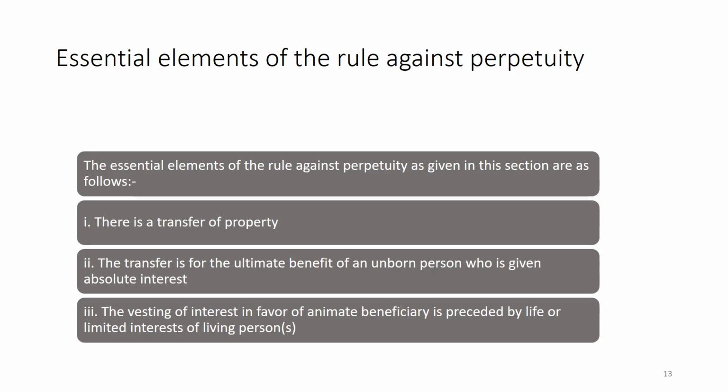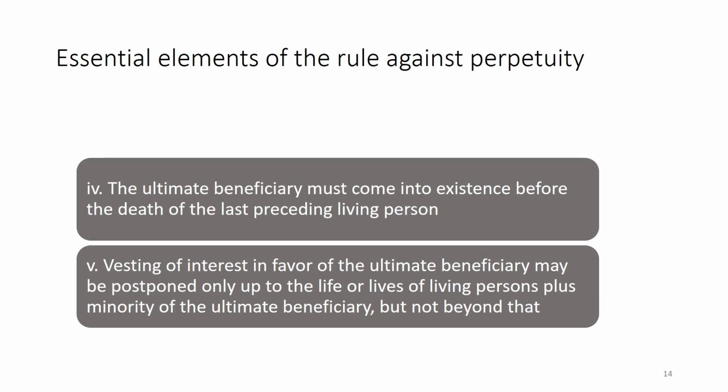So, the rule against perpetuity requires three things. First is the transfer of property. Then its transfer must be for the ultimate benefit and must go to an unborn person, and the vesting of interest is in favor of the ultimate and unborn beneficiary. Okay. So this ultimate beneficiary must come into existence before the death of the last preceding living person, and vesting of interest in favor of the ultimate beneficiary may be postponed only up to the life or lives of living persons plus the minority of the ultimate beneficiary, but not beyond that.